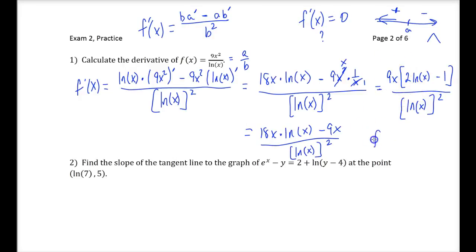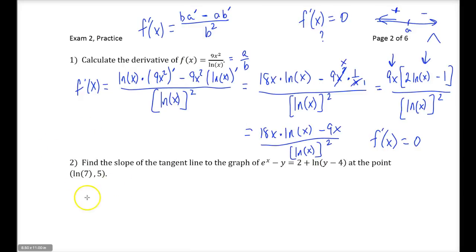Because in this instance, if we need to find out what f prime of x is equal to 0, then here we would just take the numerator and set that equal to 0, which means we would say 9x is equal to 0, or 2 times natural log of x minus 1 is 0. And then from there, we could just solve both of those equations to figure out the values of x that meet that. And then we could use the test intervals here, which is known as the first derivative test. So that's problem number 1.